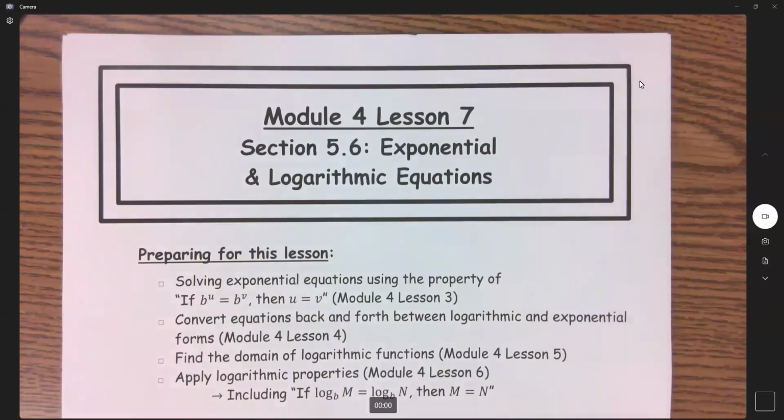Welcome to Module 4, Lesson 7. We are going to be solving exponential and logarithmic equations.